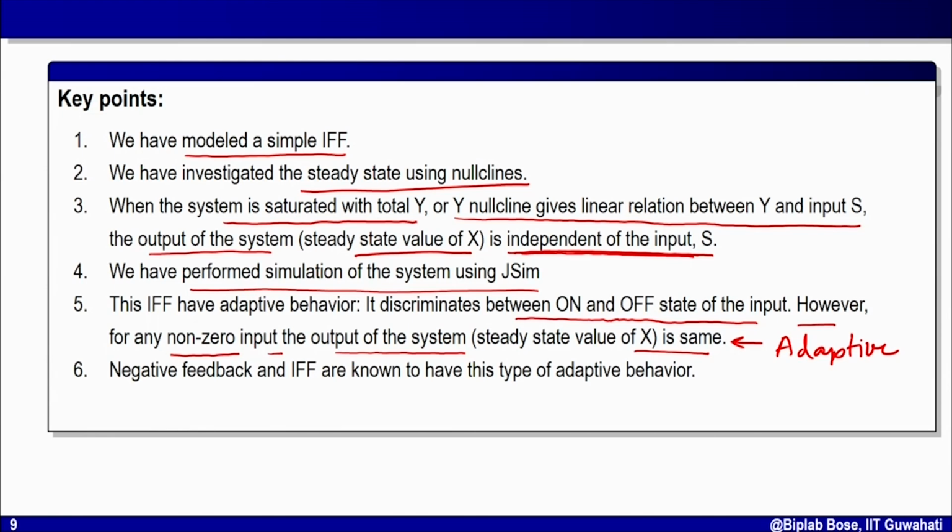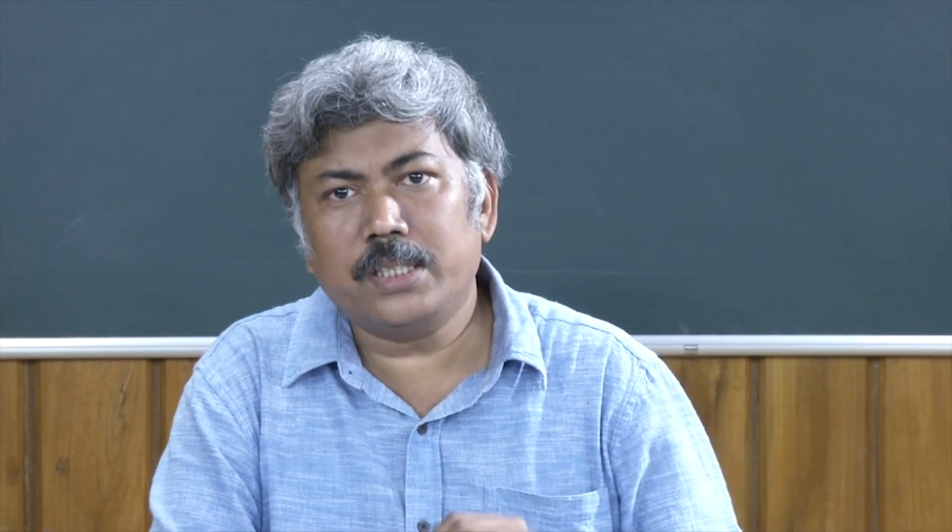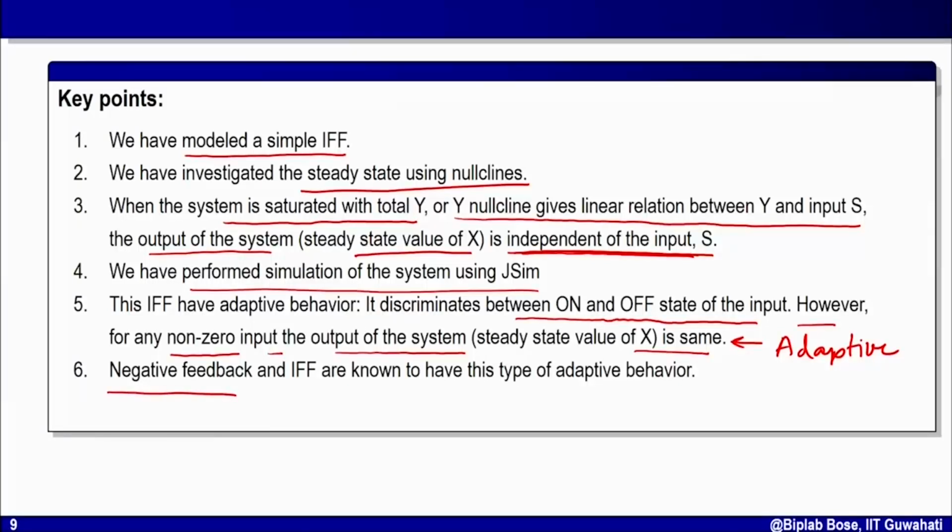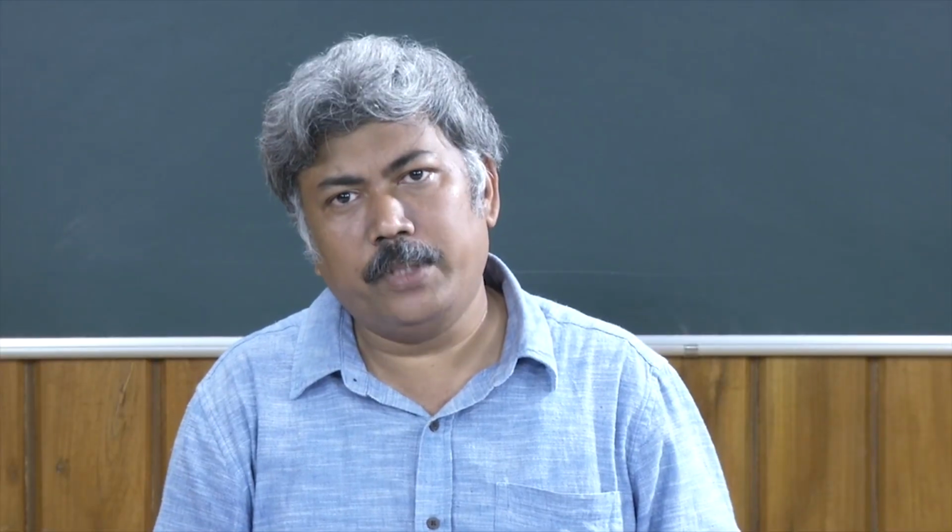And one key point we have to remember is that it is not just the IFF, negative feedback in certain cases also can show adaptive behavior. In general, while modeling a cellular process, we have to keep in mind that depending upon the parameter values, both negative feedback and incoherent feedforward can give rise to this type of adaptive behavior. That's all for this module.